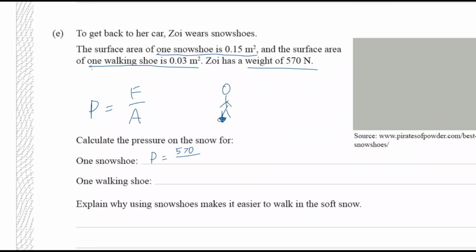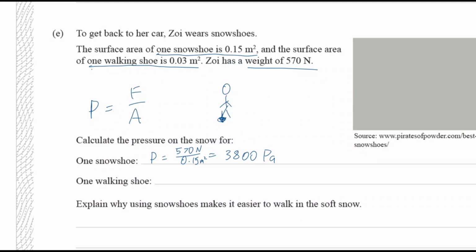Sometimes they'll try to trick you, right, and say 2 snowshoes or for Zoe, so then that's implied, but here they're being quite generous. And the snowshoe area is 0.15 meters squared, and if you compute that, you get 3,800. And now if you forget the units, you can just look at the formula here. So we had newtons over meters squared. So a valid unit for pressure is newtons per meter squared. But in level 1 physics, we use pascals. However, if you do forget, newtons per meter squared is still correct. So that's the pressure for one snowshoe.